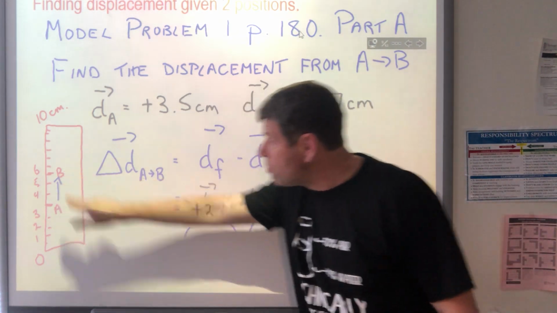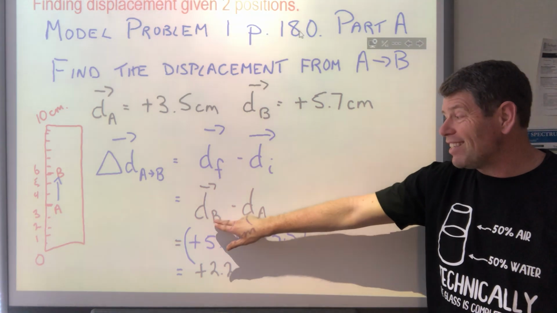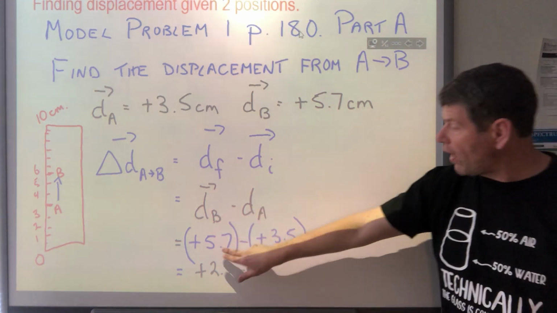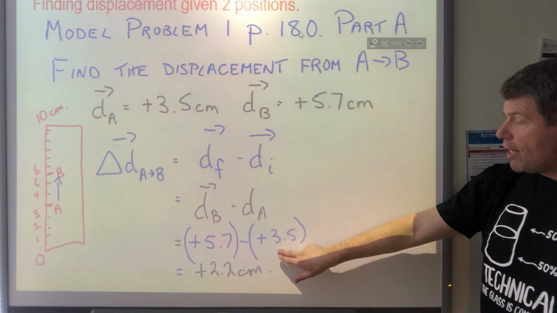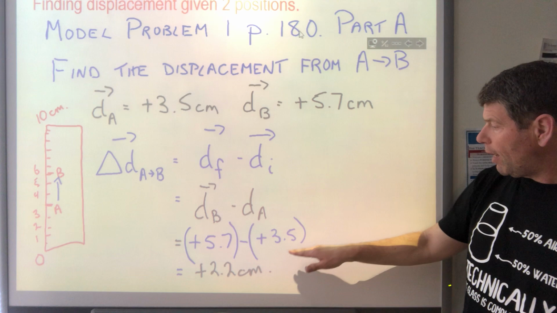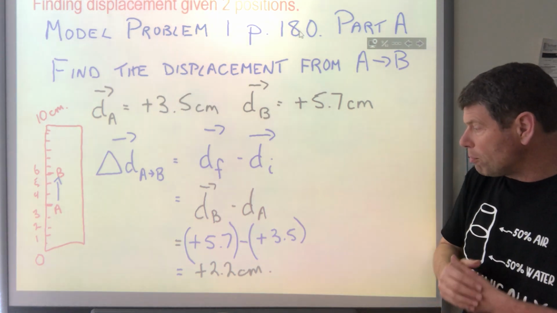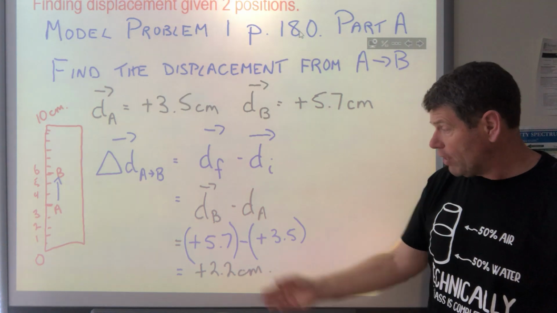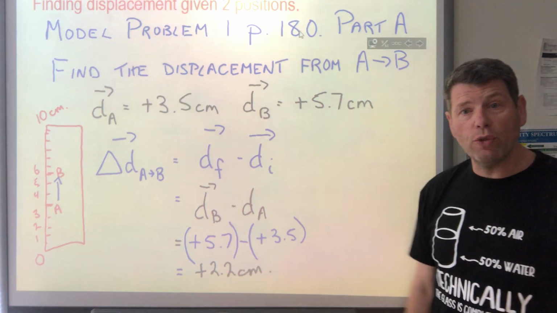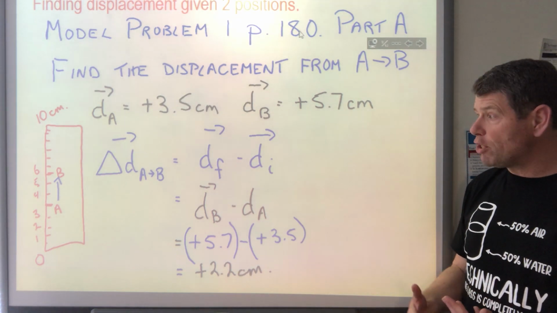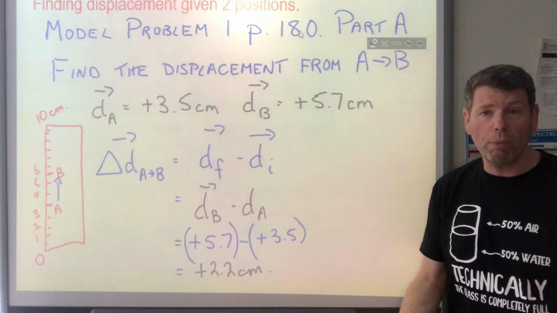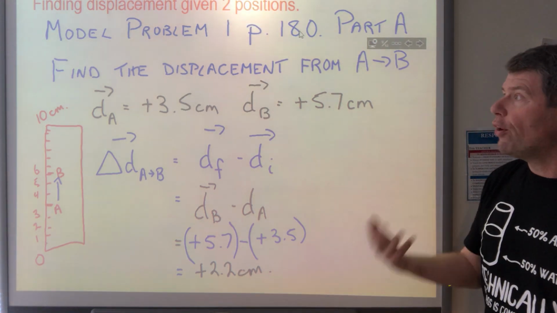They tell me that the motion is from A to B. So I need to take my final position, which is at B, subtract my position at A. So the position at B, positive 5.7 centimeters, minus position at A, positive 3.5. Notice I'm using the brackets, so I'm not letting the mathematical symbols there get confusing. So really, it's 5.7 minus 3.5, which gives me a value of positive 2.2 centimeters. So that is the displacement from A to B, and that's a fairly easy, straightforward question, I hope. So let's do another problem.